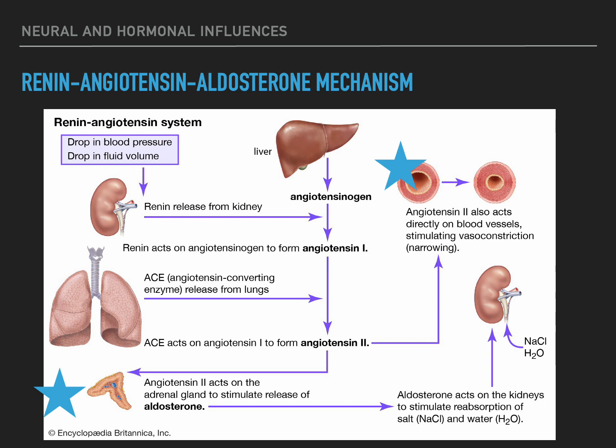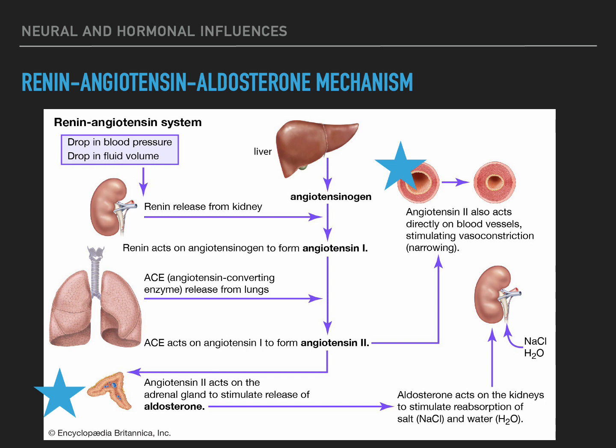But I'm going to go through the whole cascade so you can see where the angiotensin II fits in. Starting up in the upper left-hand corner, we have a drop in blood pressure or a drop in fluid volume, which leads to release of renin from the kidney. The renin then converts angiotensinogen to angiotensin I. Next, the angiotensin converting enzyme, or ACE, is released from the lungs and leads to the conversion of angiotensin 1 to angiotensin 2. This then leads to two different effects.